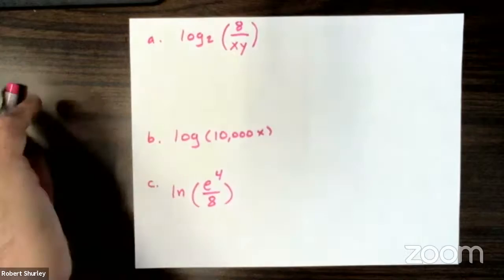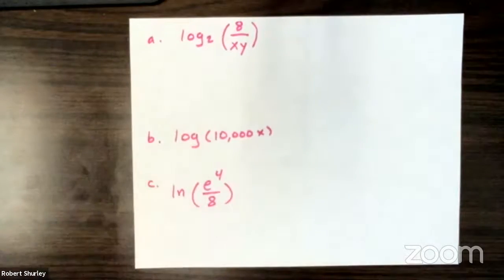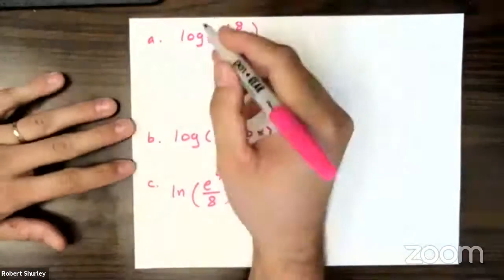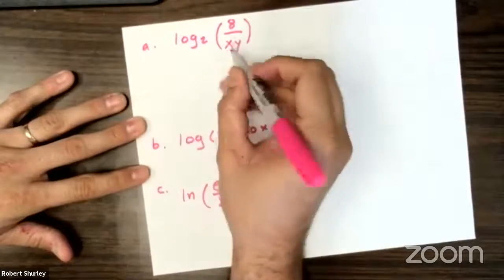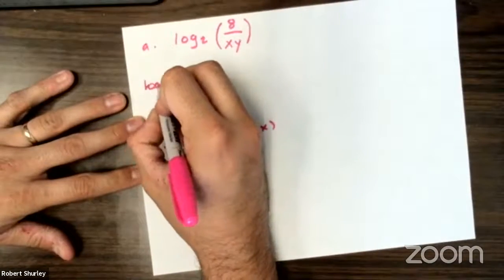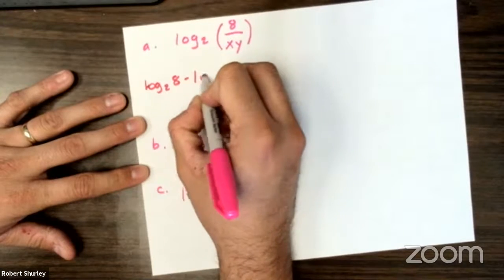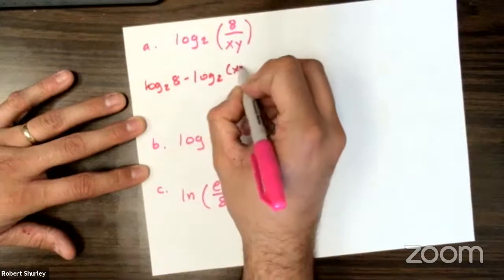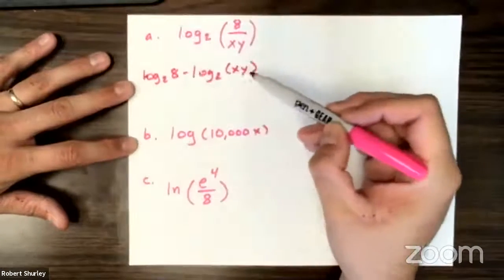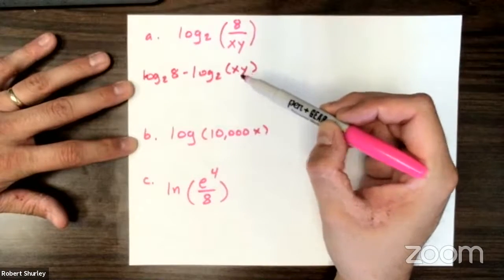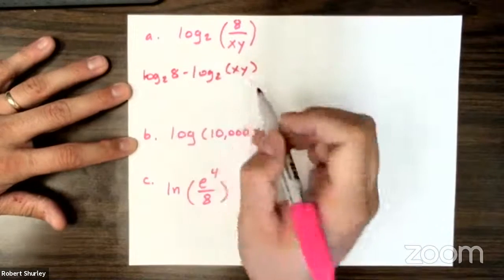Okay, I'm going to start these. This first one actually is the most tricky one compared to the other two. So log base 2 of 8 over xy. So I'm going to split it up from the division first. So it's log base 2 of 8 minus log base 2 of xy. Now, think about this. If you're subtracting both of these, I know this is addition right here, right?